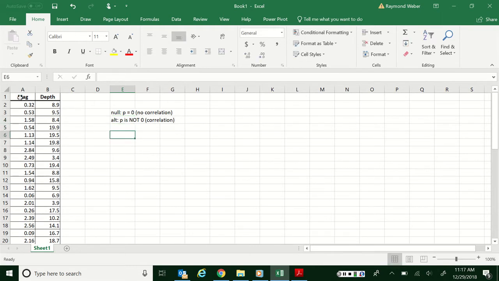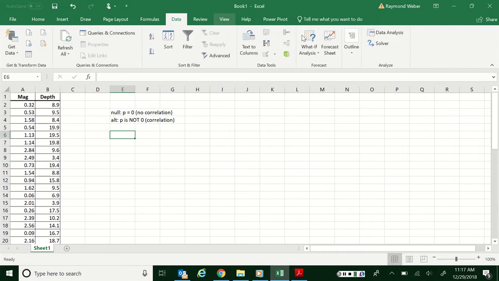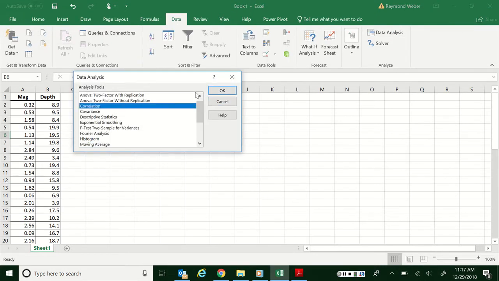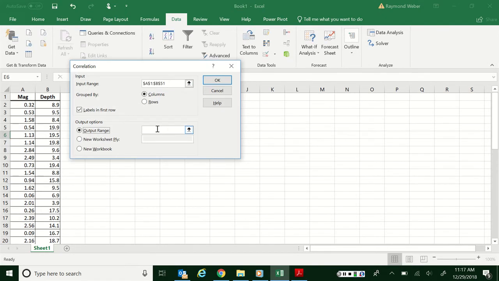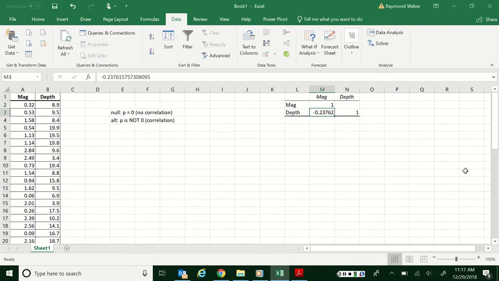Now to run this, I'm going to go over to data, my data analysis tool, and I'm going to go down to correlation, and I'm going to do A1 through B51, labels in first row, and I want it to output over at L1, so I don't have to go find it. And right there, my correlation is negative 0.23, so very slight negative correlation, but that's my R. This is my R value, so that's what I need to find.